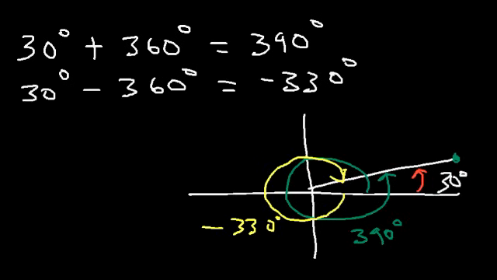So coterminal angles will have the same trig value of other coterminal angles. Now, what if you're asked to find the coterminal angles, one positive and one negative, given an angle that's in radians? Now, instead of adding or subtracting by 360, we want to add and subtract by 2 pi, because 2 pi is 360. So let's add 2 pi to it.